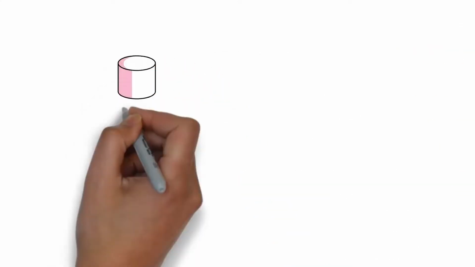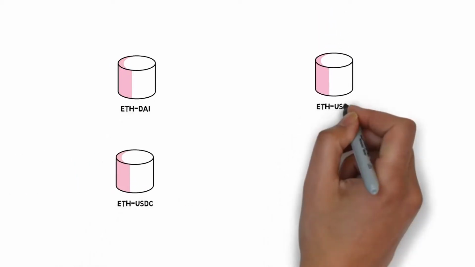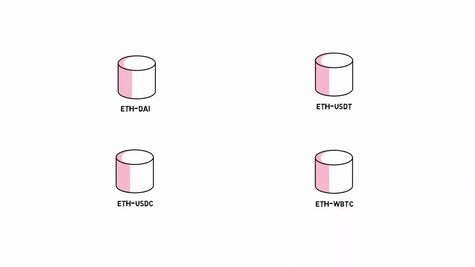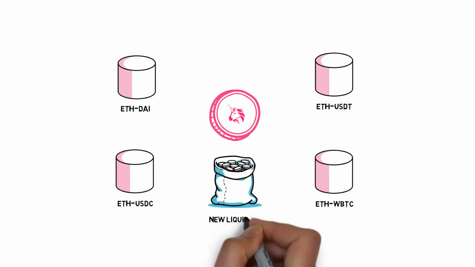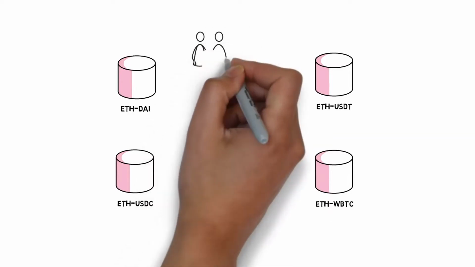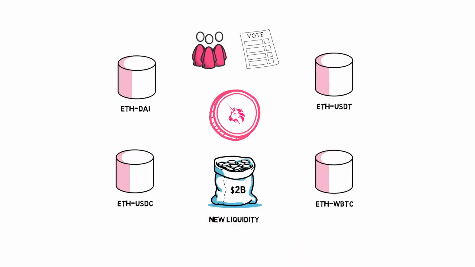On top of that, UNISWAP announced 4 incentivized liquidity pools that will be rewarding liquidity providers with extra UNI tokens. This resulted in attracting millions of dollars of new liquidity. At the time of making this video, there is over $2 billion worth of liquidity locked in the protocol. UNI holders can also vote to add more incentivized pools after an initial 30-day governance grace period is over.